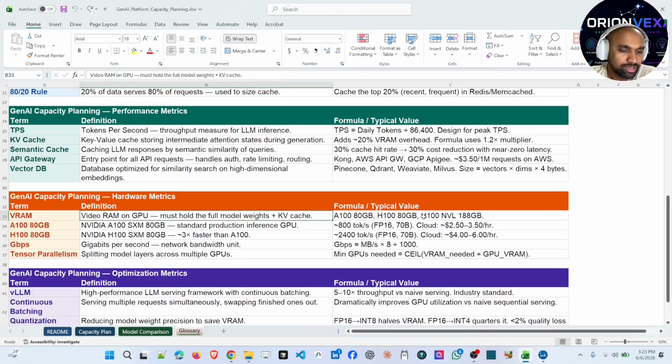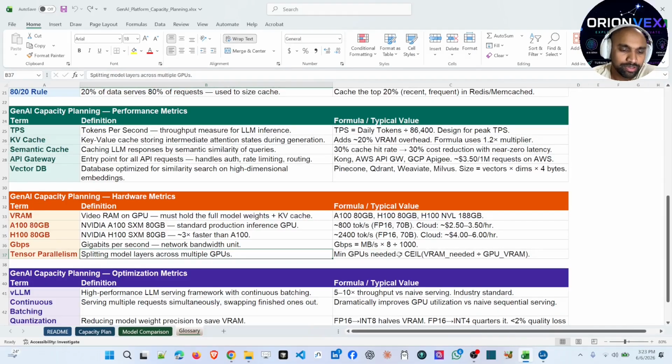The A100 can handle around 800 tokens per second for FP16 70 billion. The cloud cost is around $2.50 to $3.50 per hour. Whereas H100 is around 3 to 4 times that, 2,400 tokens per second it can handle, and the cost is a little bit higher, around $4 to $6 per hour. And for GPUs, how we calculate it: tensor parallelism, that is splitting model layers across multiple GPUs, is called tensor parallelism.